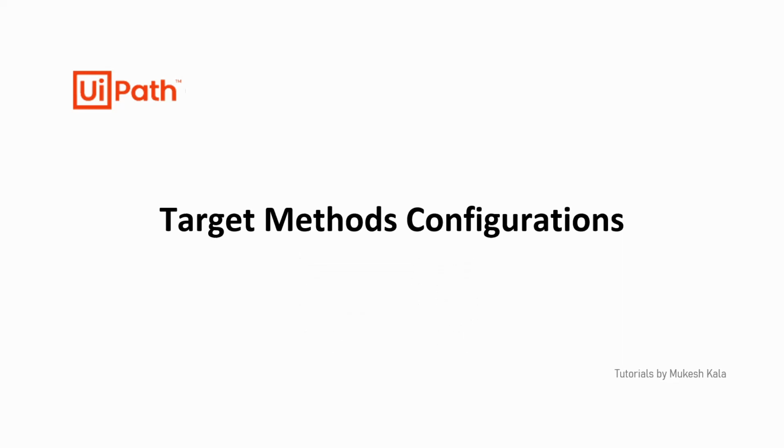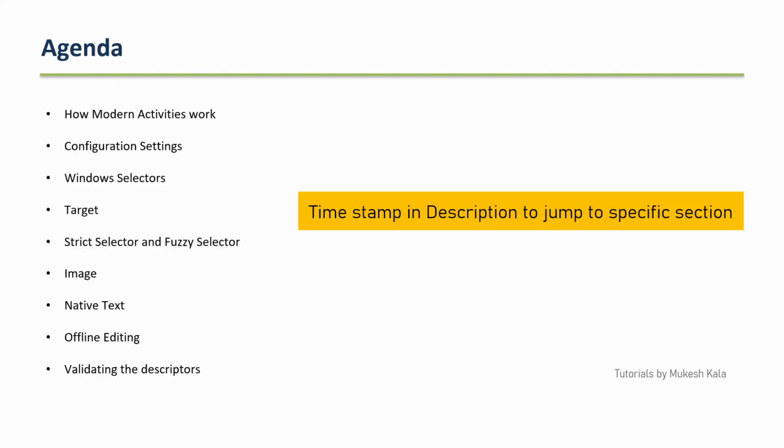Having said that, let's see the agenda for today. First of all, we are going to see how actually the modern activities work. This would be a quick recap of what we have seen in the previous videos. We are going to see what exactly are the configuration settings. When we talk about the target methods, we have selector, strict selector, fuzzy selector, and the image.